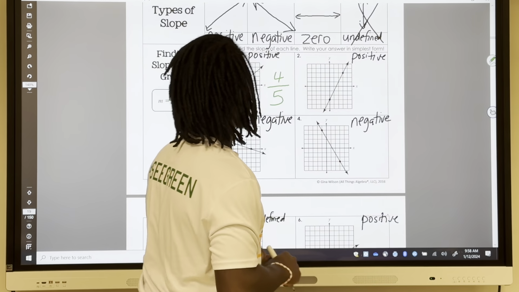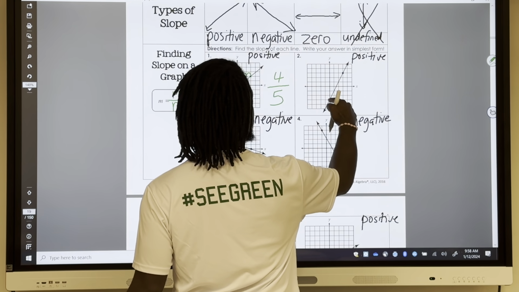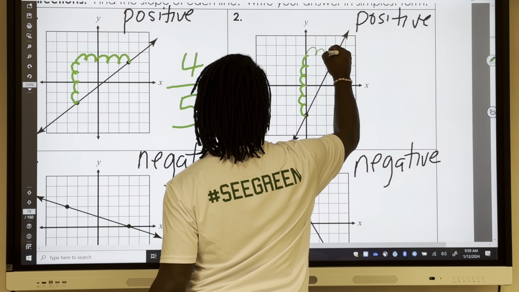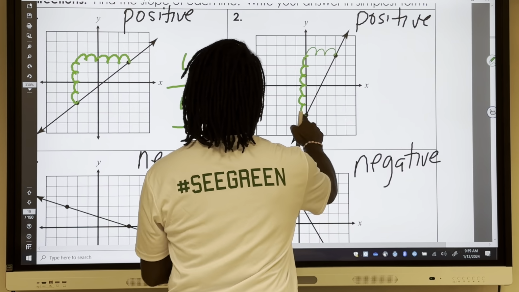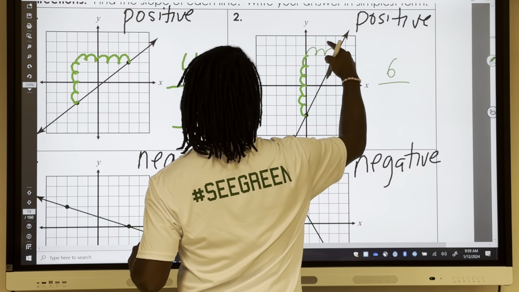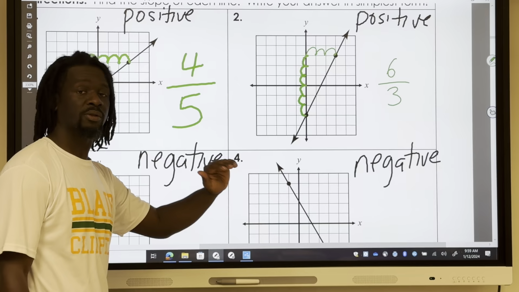Okay, let's look at number 2. I'm going to start here. I'm going to go to the other point. I'm going to rise first. Okay, got to go up first. 1, 2, 3, 4, 5, 6. And then I'm going to run to get to the point. So I'm going to go here. 1, 2, 3. So I went up 1, 2, 3, 4, 5, 6. Then I went over 1, 2, 3. Okay. So my slope is 6 over 3.